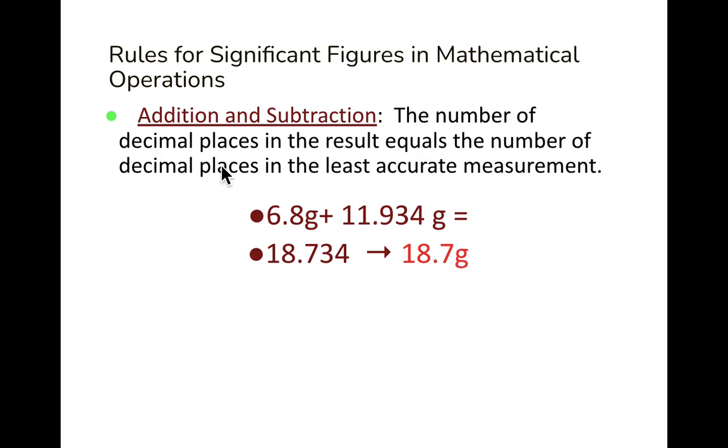And again, the number of decimal places in the result equals the number of decimal places in the least accurate measurement. Really think about that. This is an uncertain digit, so you really can't have anything beyond the uncertain digit of the least accurate measurement. So the least is the tenths place. So that's why the measurement that we would write down in our lab report would be 18.7 if we were adding these two masses.